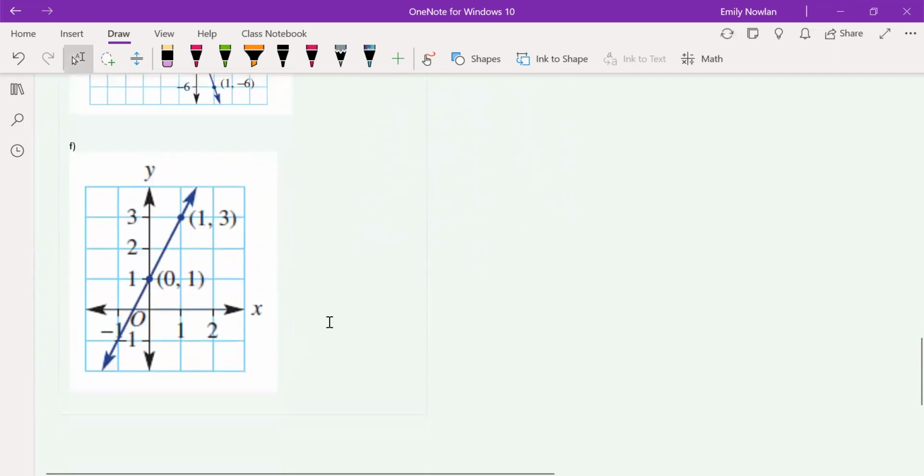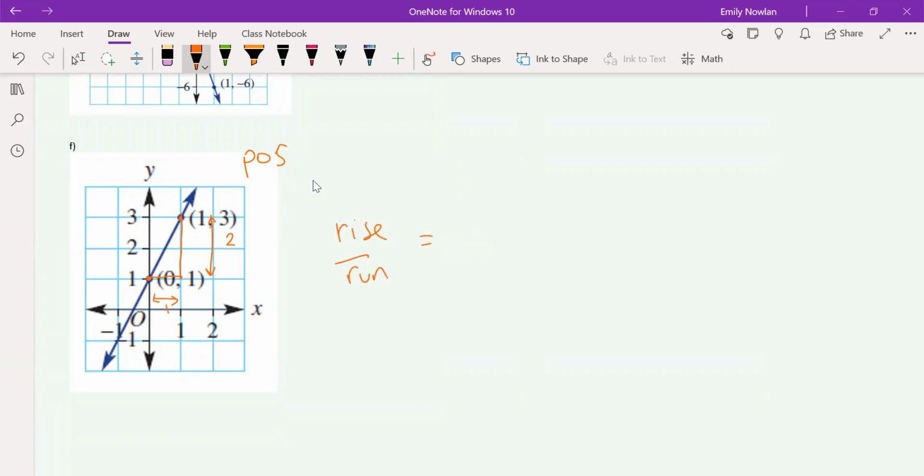Okay. Last one here for you to try. Try it yourself first. So having a look at it, it's definitely a positive line. Okay, so we need to see where it is going through. They've highlighted these points for us, which work quite well. So I can do a rise over a run. My rise is 2 and a run of 1. So rise over run is 2 over 1, which is just 2.